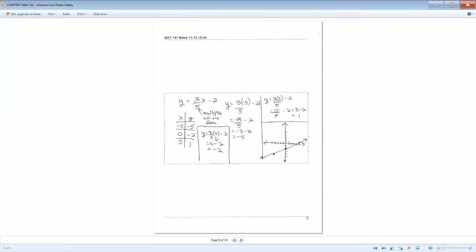So if I plug in 0, 3 fifths times 0 is 0, 0 minus 2 is just negative 2. If I plug in negative 5, 3 times negative 5 is negative 15 divided by 5. That'll be negative 3 minus 2, which is negative 5. Plugging in positive 5, that's 15 over 5, which is 3. 3 minus 2 is 1. Graph those points, and you'll get this line.